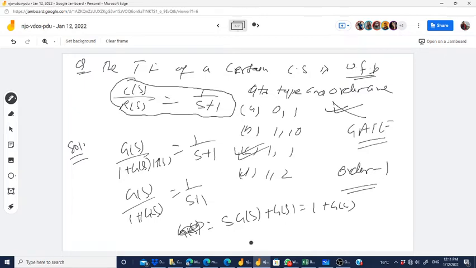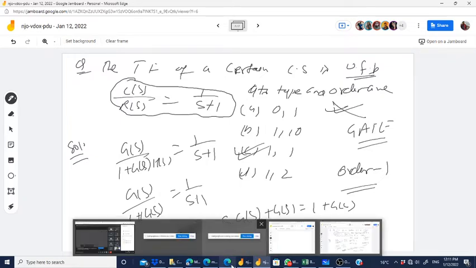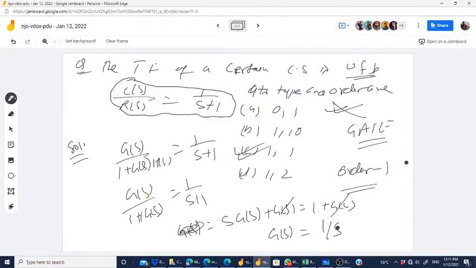Yes or no? When you solve this, 1 by G(s) is s, so G(s) will become 1 upon s. So the number of open loop poles lying at the origin is 1. So the type is 1. Yes or no? So the answer is 1, 1, not 0, 1 or 1, 0 or 1, 2. Right? It is clear? Yes, sir.